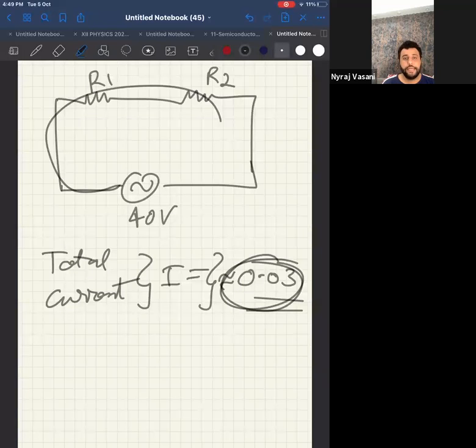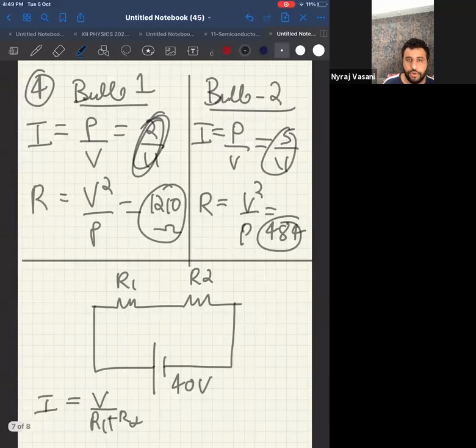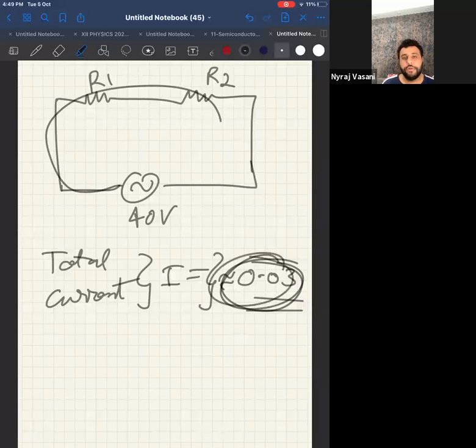Therefore, can I say, is the current enough to start the circuit? Or is the current enough even for one of the bulbs? No, because this bulb will require 2 by 11. This bulb will require 5 by 11. But the current in the circuit is 0.03. Now, can I say this current is less than even an individual bulb requires? Therefore, can I say nothing will start? Can I say the circuit will not get activated itself because the current is very, very less?